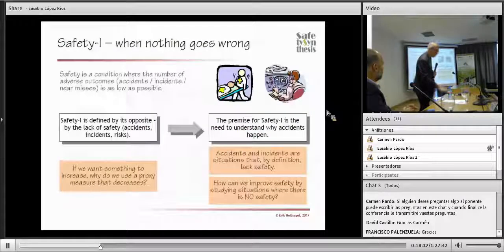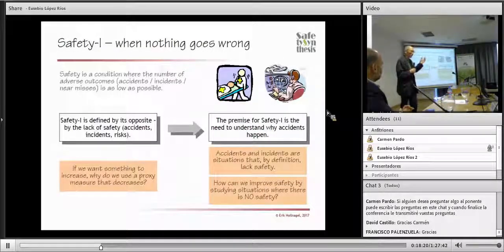And this leads to the definition of safety, which is what we now call Safety 1. We call it Safety 1 because this was the first definition of safety, and because we think there is another way of defining safety. So safety is a condition where the number of adverse outcomes, of accidents, of incidents, of near misses and so on, is as low as possible. And everybody would accept that definition without thinking about it. And this is the point. We never think about it. We just take it for granted.